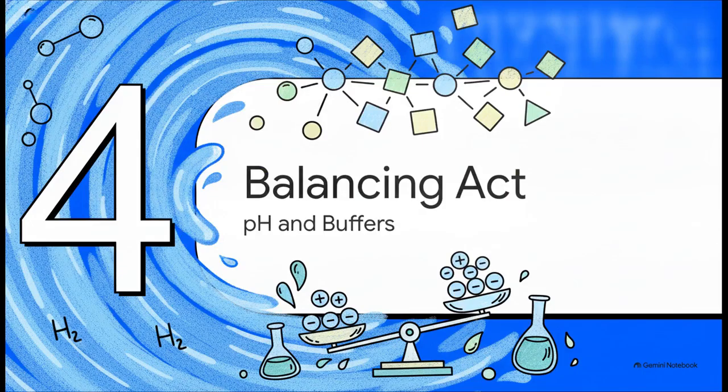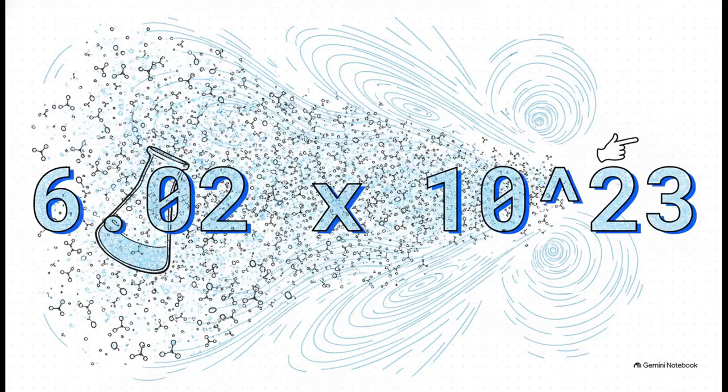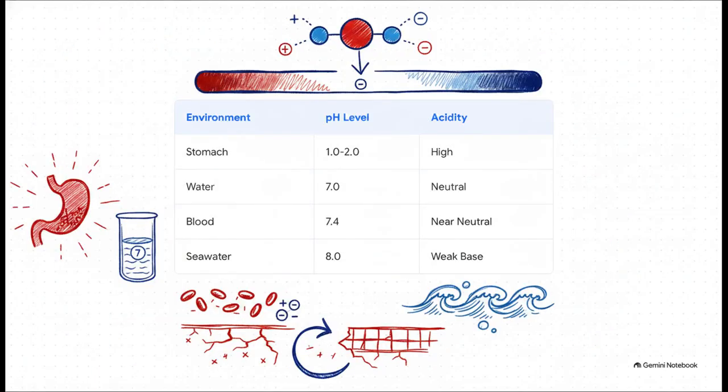Section 4. Balancing act, pH, and buffers. Within this watery environment, life relies on an incredibly delicate chemical balancing act. And the scale we're dealing with here is just staggering. 6.02 times 10 to the 23rd power. That is a mole. It represents trillions upon trillions of molecules interacting simultaneously in just a tiny, tiny splash of liquid. And out of all those water molecules, a very small percentage spontaneously break apart into free hydrogen ions and hydroxide ions. This is exactly what creates the pH scale, which measures the concentration of those free hydrogen ions.